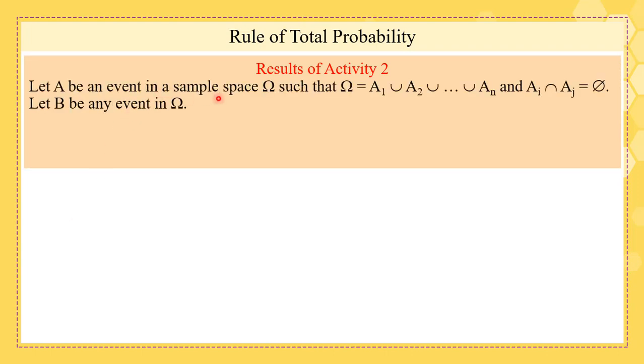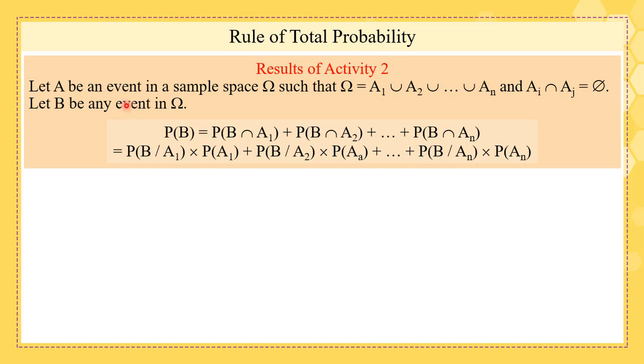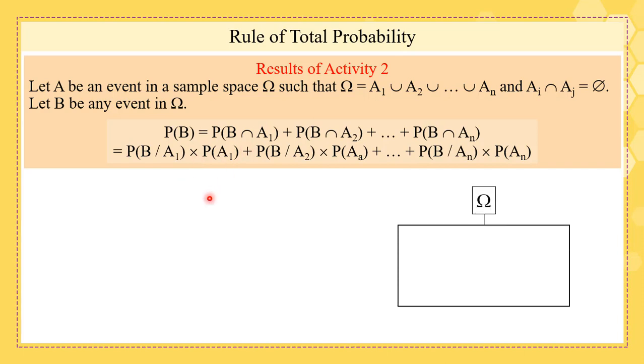A is an event in a sample space omega such that omega is distributed as A1 union A2 union up to AN, and the intersection between any two A's is empty, and B is another event in omega. We can say that the probability of B is the probability of B intersection A1 plus the probability of B intersection A2 plus and so on, plus the probability of B intersection AN. And each of these probabilities is going to be written in another form using conditional probability. Let's see an illustration about this formula.